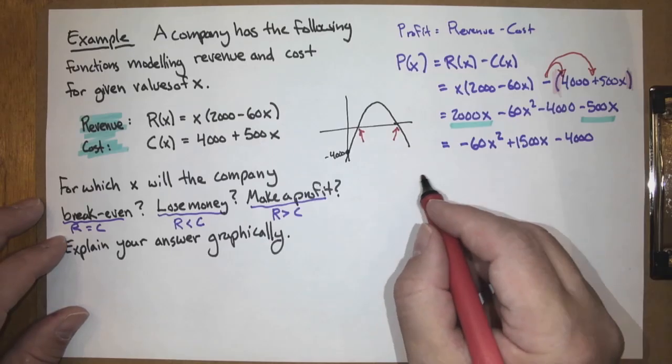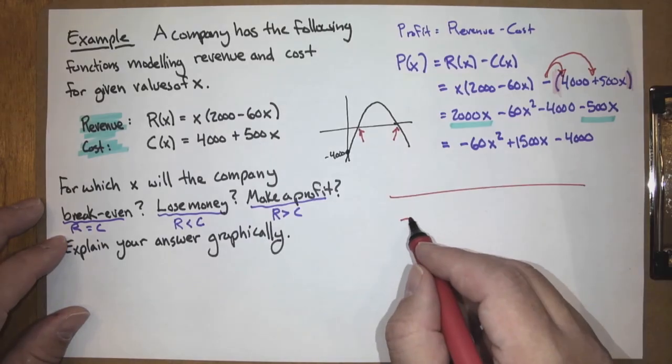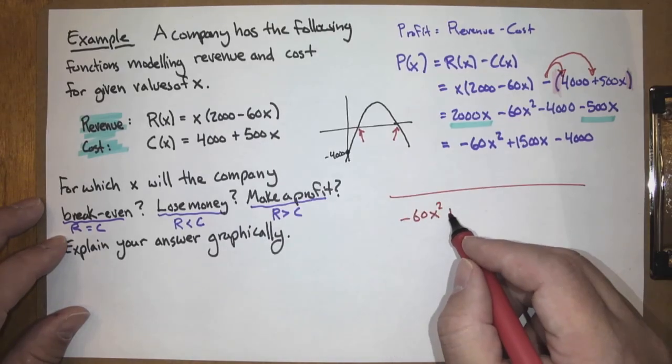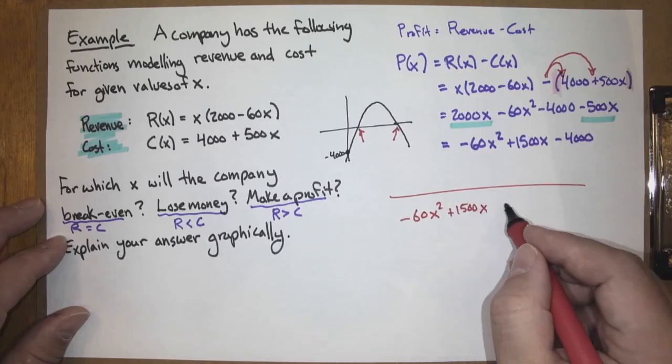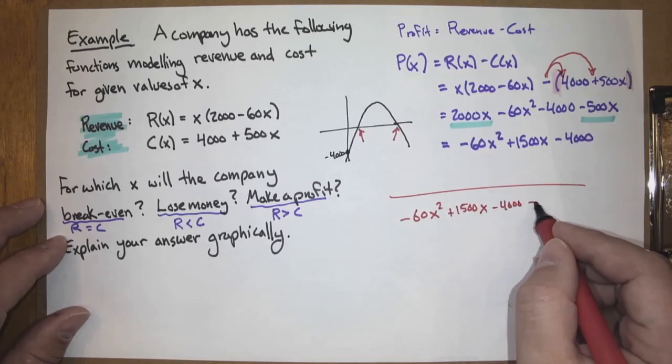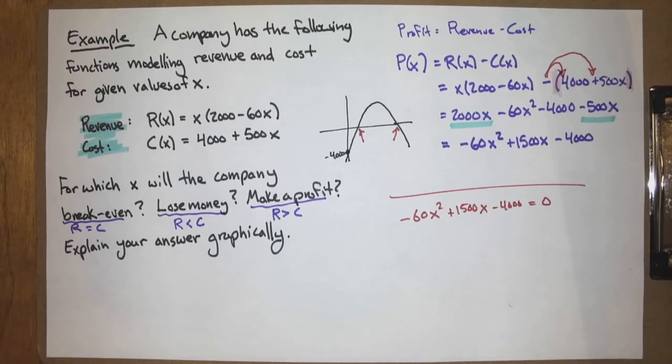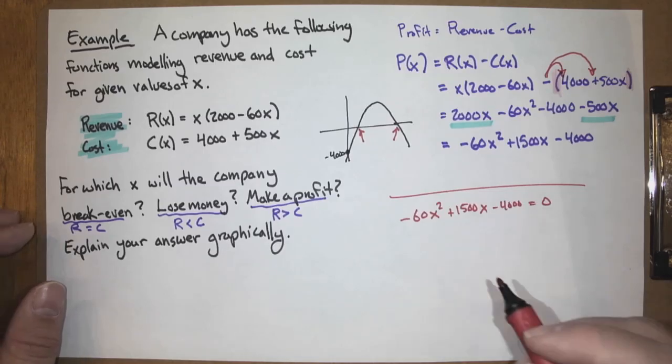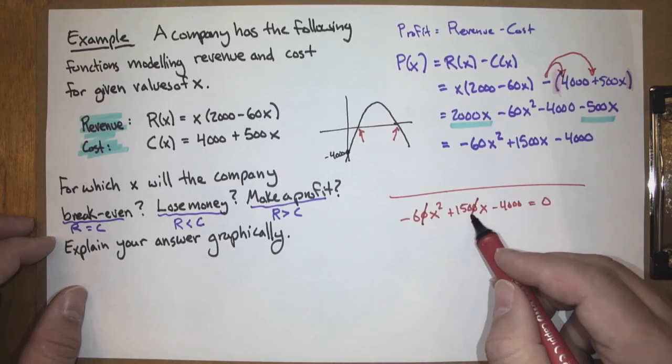So we'll do some work here. Negative 60x squared plus 1500x minus 4,000 equals 0. And we start getting a little bit nervous, but that's okay. What can we do? Can we do anything to make this a little bit less intimidating? Okay, we can divide everything by 10, which basically knocks off the 0.